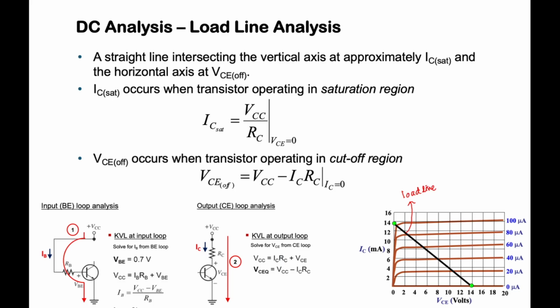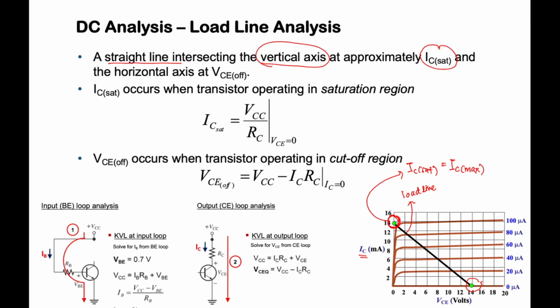To draw this straight line, of course, we need 2 points. This point and this point. If you read here, a DC load line is a straight line intersecting the vertical axis. So where is your vertical axis? IC is your vertical axis. Approximately at IC saturation, meaning that this particular point is your IC saturation, also known as the maximum value for your collector current, IC maximum.